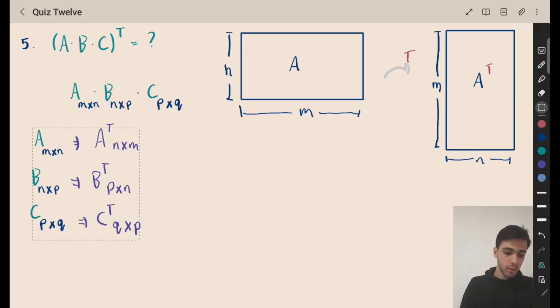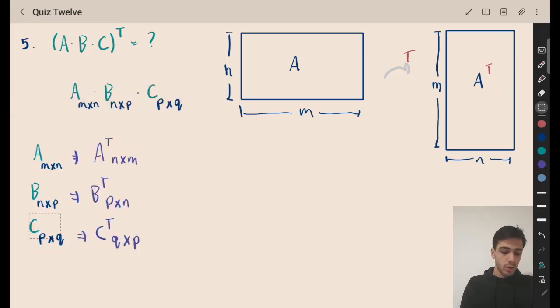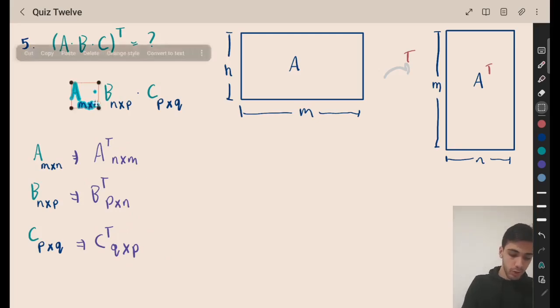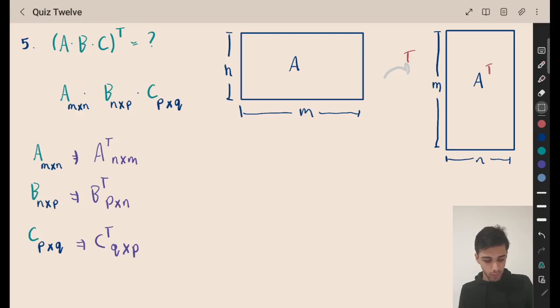Good. Then I ask the following question. How can I make a proper multiplication of these three items? I claim there's only one way to do it. You should be able to see it by now. And we will follow the same logic that we applied here. The idea is to always follow output, input, output, input. You have to be careful with this.